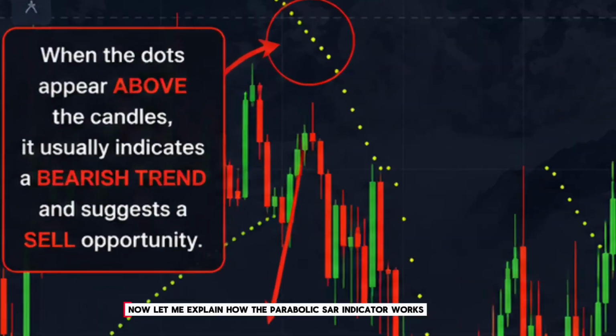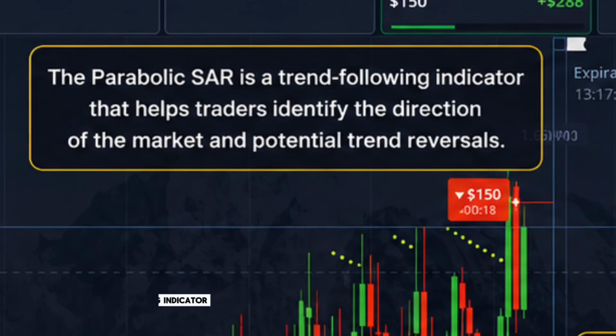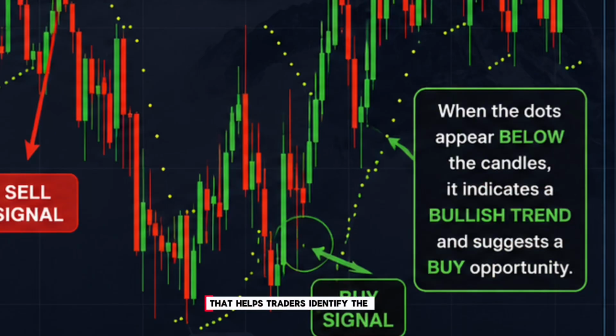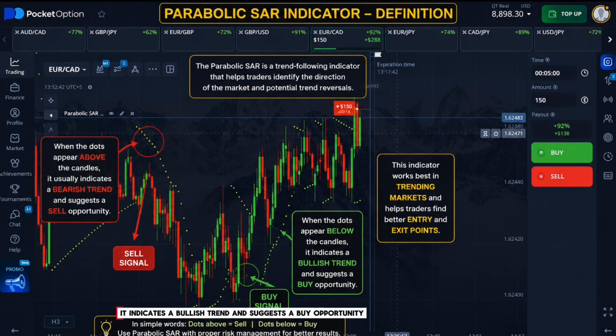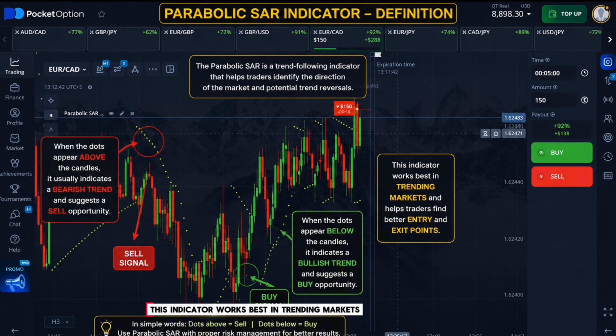Now let me explain how the parabolic SAR indicator works. The parabolic SAR is a trend-following indicator that helps traders identify the direction of the market and potential trend reversals. When the dots appear above the candles, it usually indicates a bearish trend and suggests a sell opportunity. When the dots appear below the candles, it indicates a bullish trend and suggests a buy opportunity. This indicator works best in trending markets and helps traders find better entry and exit points.